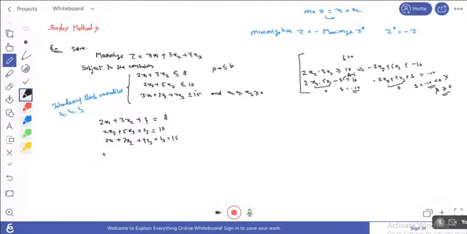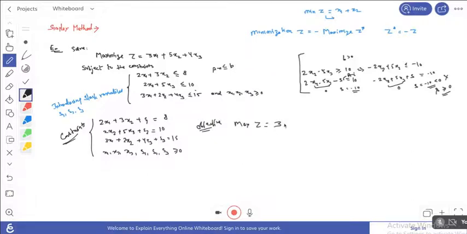Okay, and the conditions are that your x1, x2, x3, and slack variables s1, s2, and s3 are all greater than or equal to 0. And these are your constants. So what is your objective here? Our objective is to maximize z subject to the conditions, because in this case there are x1, x2, x3, and s1, s2, s3. So there are six variables here.